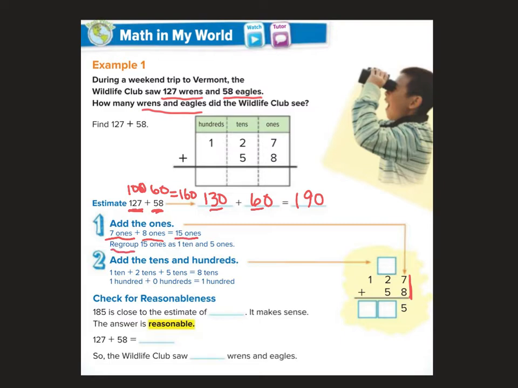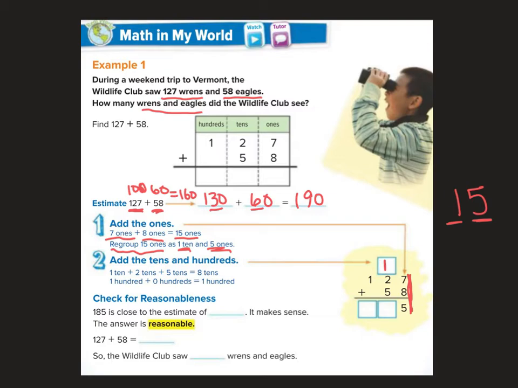Now I can regroup 15 ones as 1 ten and 5 ones. Right? If I write the number 15, I have 5 ones and 1 ten. So my 5 ones get to stay in the ones column. But my 1 ten has to go next door to the tens column, making that trade. I have 10 ones, but I'm going to put them together and make them be 1 ten.